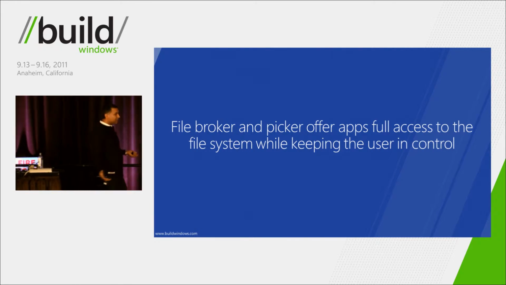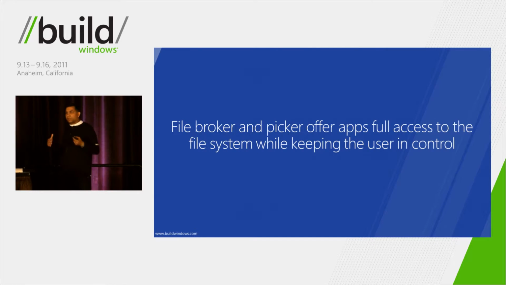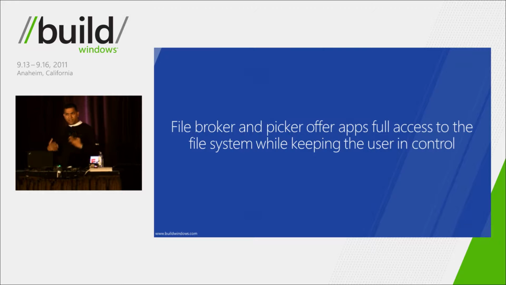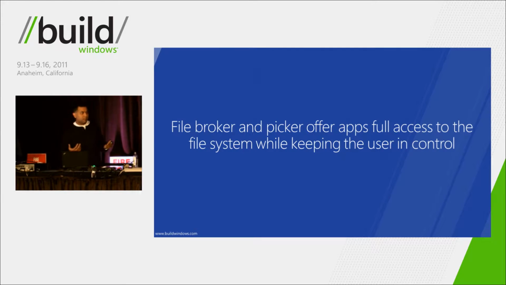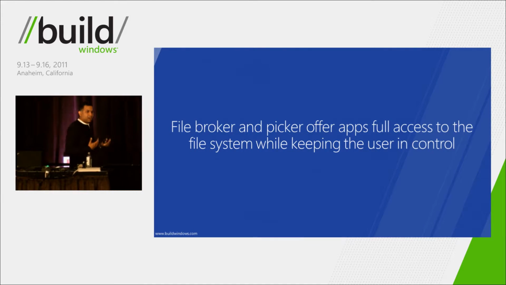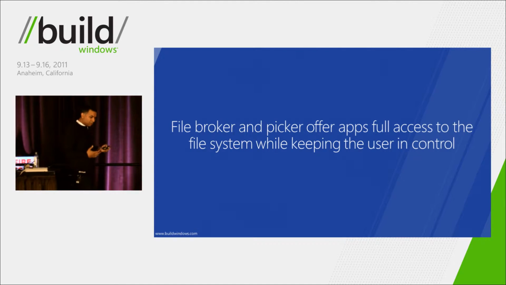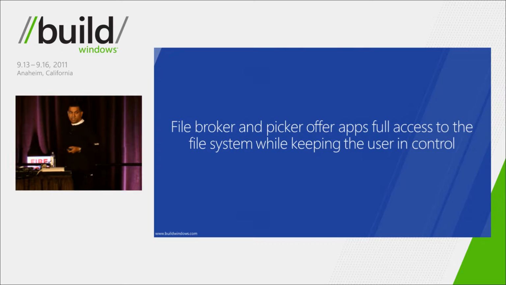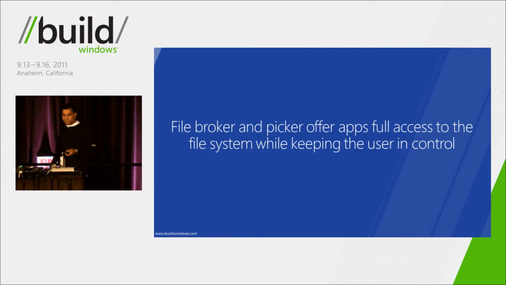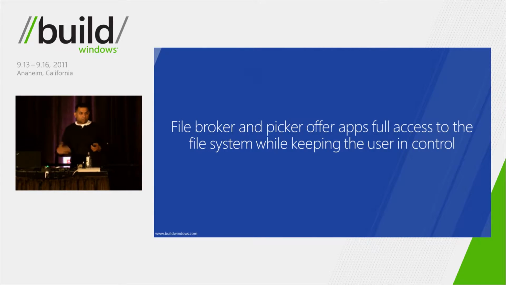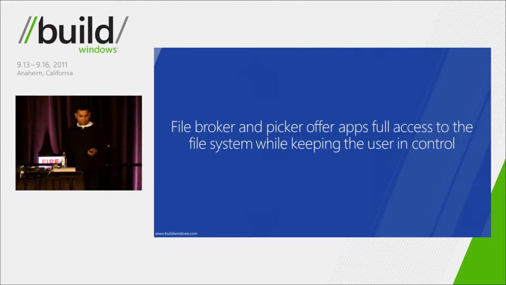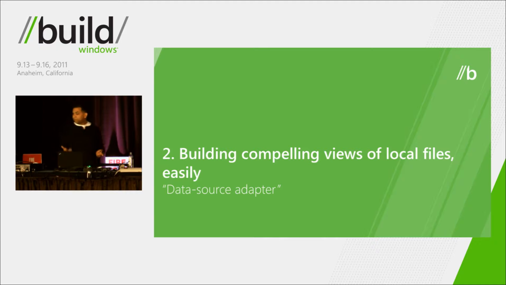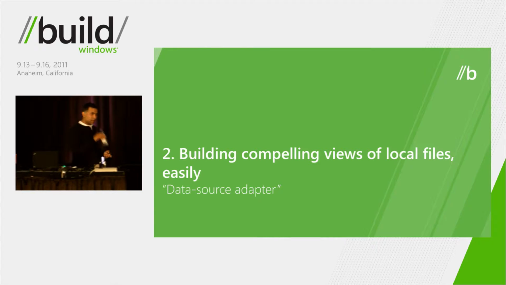At the end of the day, the crux of the app model is user confidence. We want users to feel really good and confident about the apps they are using, so that the apps are only doing things that they feel the apps should be doing. And that's where the Trust Broker, the Picker, and the File APIs come into play for local file system access. So the next thing we're going to talk about is building compelling views of local files easily.